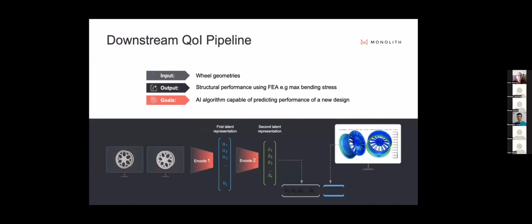So as part of the input, we would have the collection of rims. We would pass it through first a voxelizer, because that's the particular tool that we have in the platform. We would then encode it twice to get a secondary latent representation, combine that with performance data from simulations, and then fit a classical or a neural network type model to that in order to predict the performance.